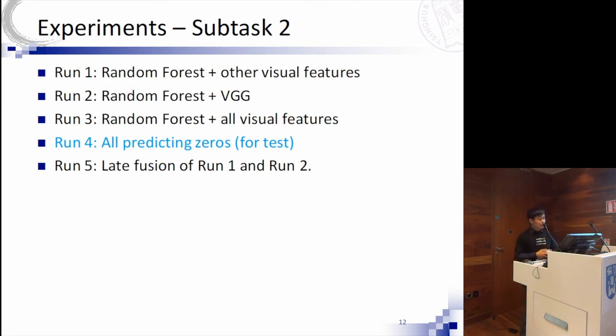And run 4, as you have seen in the previous slide, we just designed a test run to predict all the test data as 0. This means no fear. So we can get the performance of this run. Next slide. Finally, we submitted run 5 to combine run 1 and run 2.